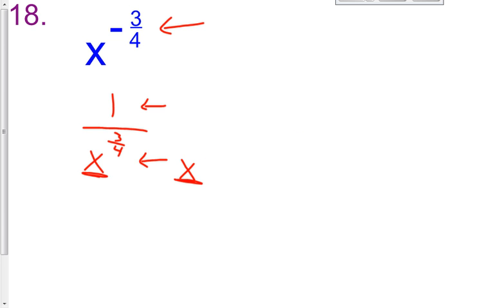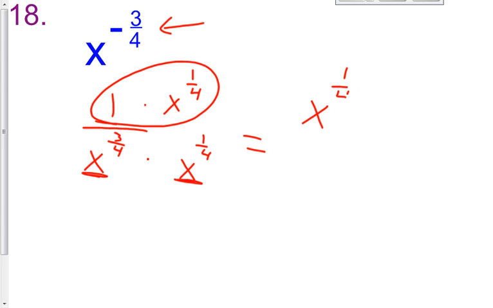So what I want to do here is multiply the bottom by x raised to the 1/4. In doing so, I will get x raised to the first power on the bottom, which is rational. Whatever I do to the bottom, I must also do to the top. So I'm going to multiply both top and bottom by x raised to the 1/4. So now what do we have? 1 times x raised to the 1/4 is x raised to the 1/4. x to the 3/4 times x to the 1/4, we already talked about this, you'd add your exponents with common bases and you'd get x raised to the first. Now, our denominator is rational. You have successfully rationalized the denominator.